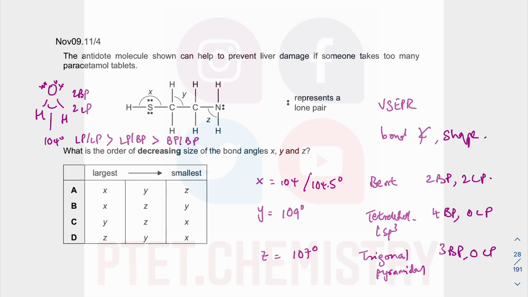The more lone pairs, I have missed out something. Obviously, the more lone pair you have, the greater is the repulsion compared to this one with no lone pair repulsion. So this is the largest bond angle. So Y is the largest bond angle, and the smallest one is X, and the middle one is Z, leaving you C as the only correct answer.